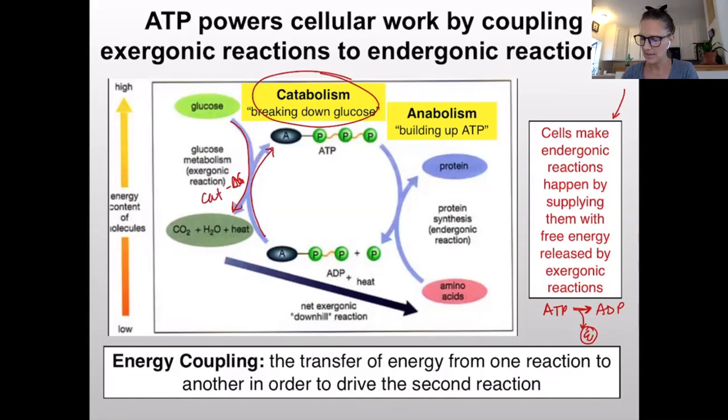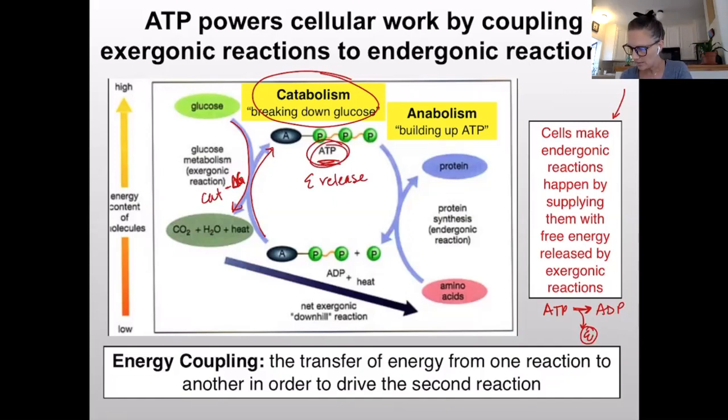So this negative delta G in this catabolic reaction is going to create a lot of energy in the form of ATP, right? That is our energy release from that catabolic reaction, meaning we make a lot of ATP, right?